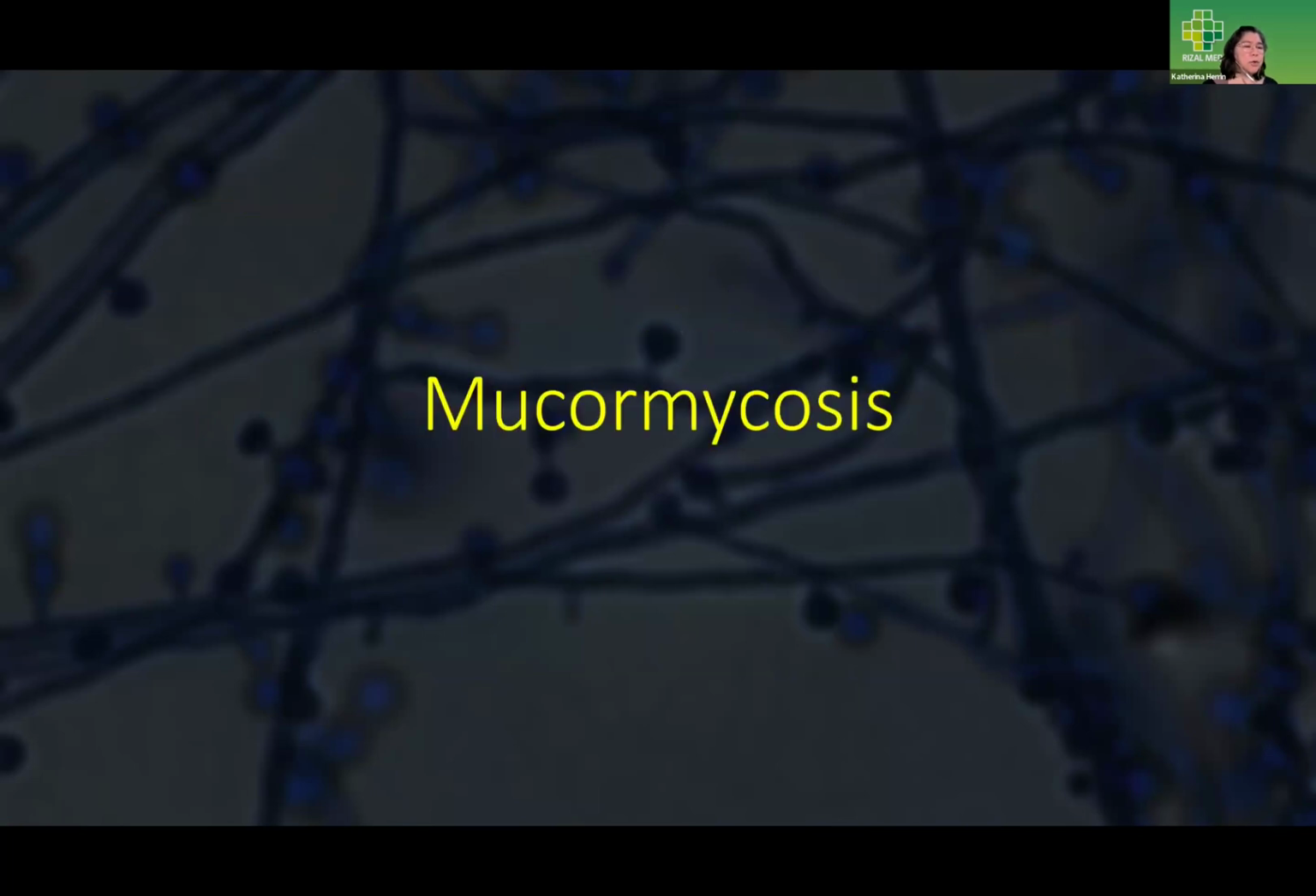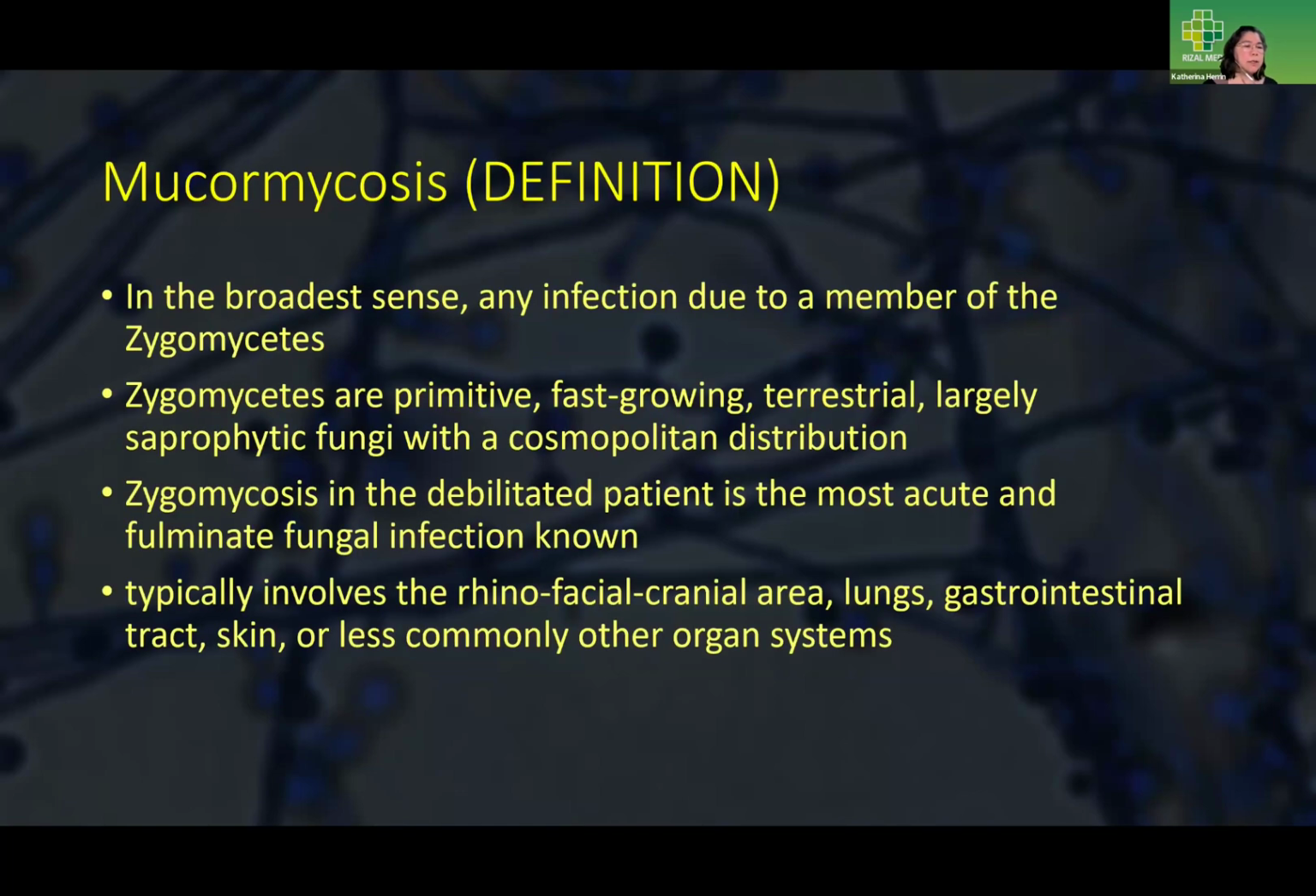We now go to mucormycosis. In the broadest sense, mucormycosis is any infection caused by a member of the zygomycetes family. Zygomycetes are primitive, fast-growing, terrestrial, largely saprophytic fungi with a cosmopolitan distribution. The medically important orders belong to Mucorales.